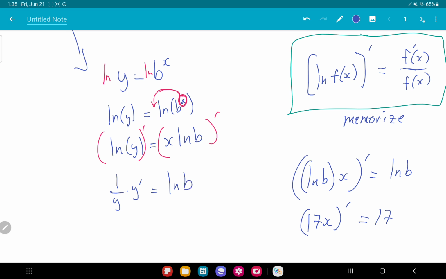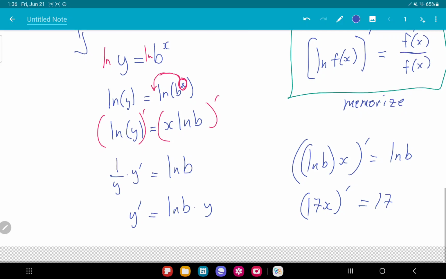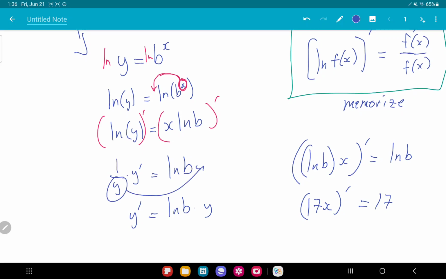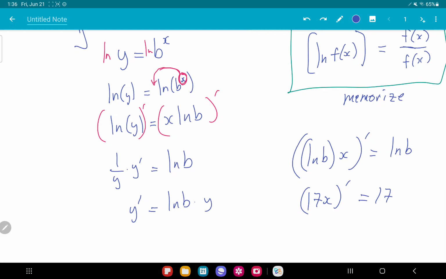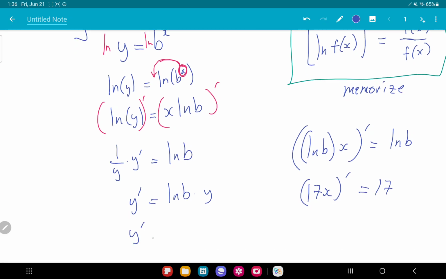Okay, I'm deep in it. I gotta remember what I'm trying to do. I'm trying to find y prime. So y prime is going to be ln b times y. Okay, moving this y up there. And finally, I have to remember what y is. Y is b to the x. And that is what I wanted.